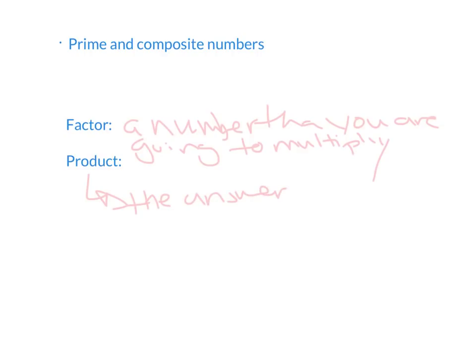Let's say I do 6 times 2 equals 12. When I have those two numbers, my factors are the numbers that I'm multiplying. So 6 is a factor, and 2 is also a factor. 12 is my product. So that's factors and products, and without a factor and product, we can't come up with a prime. So let's get to that.